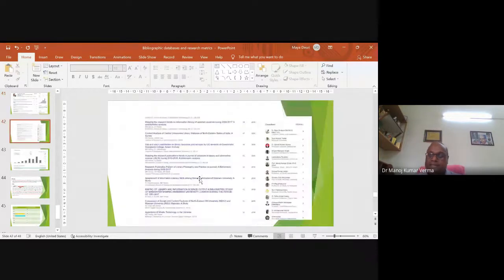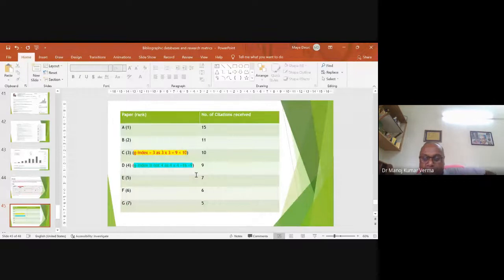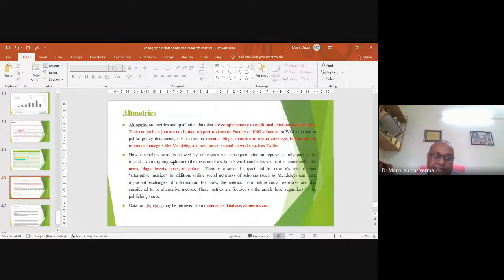So when you draw the line in that mixed line where the square value is coming, that is your G index. Now Altmetrics. This is a new parameter for measuring impact, which is based on your social index. Altmetrics are measured metrics that quantify data complementary to the traditional citation-based metrics.